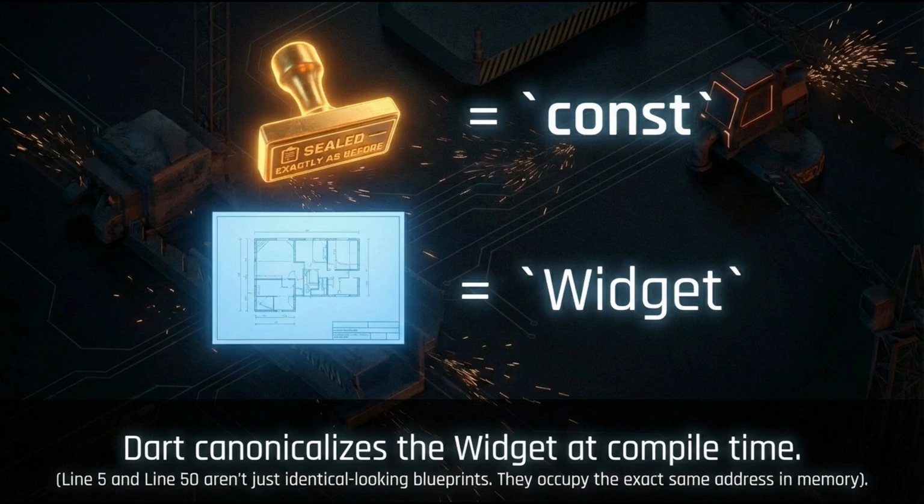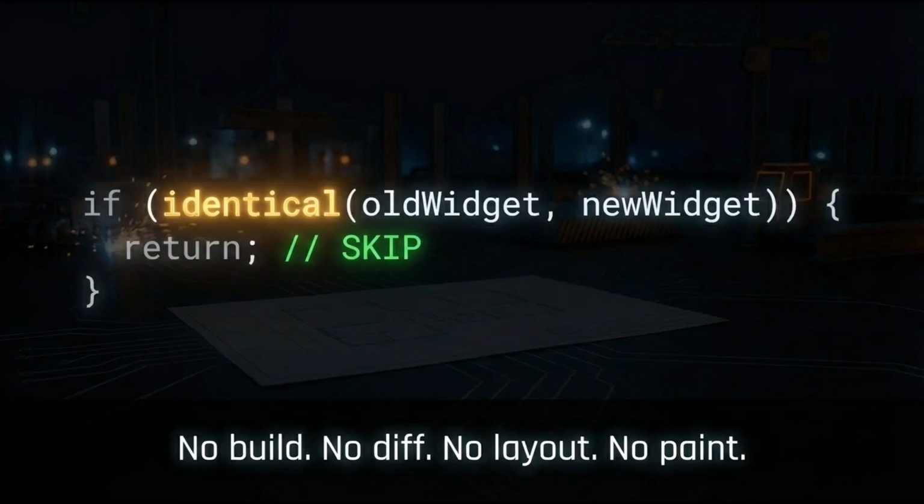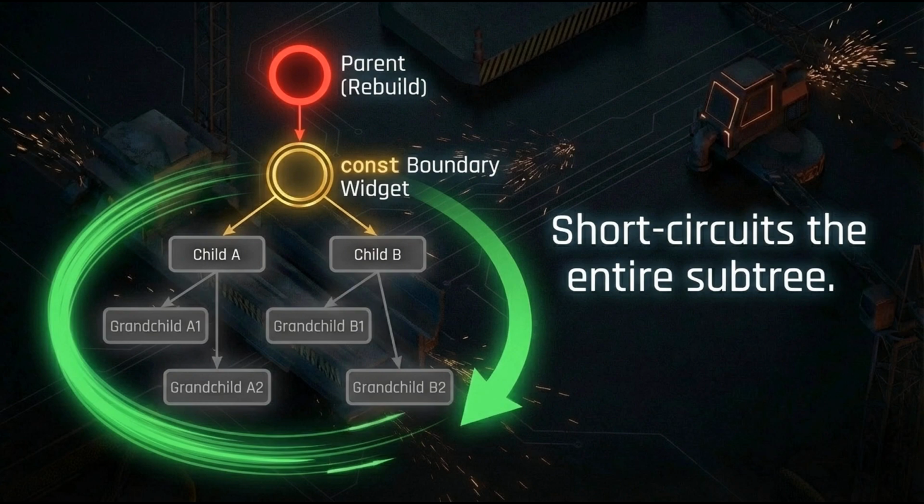When you use const, Dart canonicalizes the widget at compile time. It means these aren't just identical blueprints. They occupy the exact same address in memory. During a rebuild, Flutter literally checks if the old widget and new widget are identical. If they are the same object, it completely skips the evaluation. No build, no diff, no layout, no paint. Because it's the exact same object, Flutter instantly short-circuits the entire subtree. It knows that none of the children could have possibly changed.